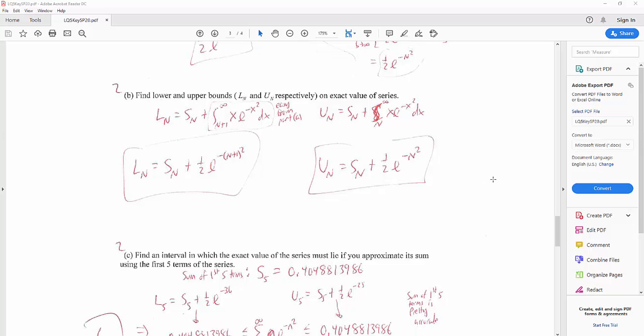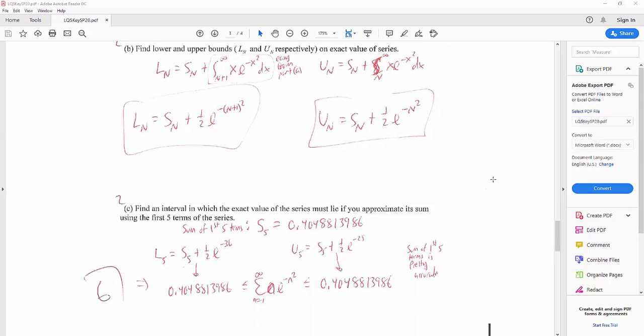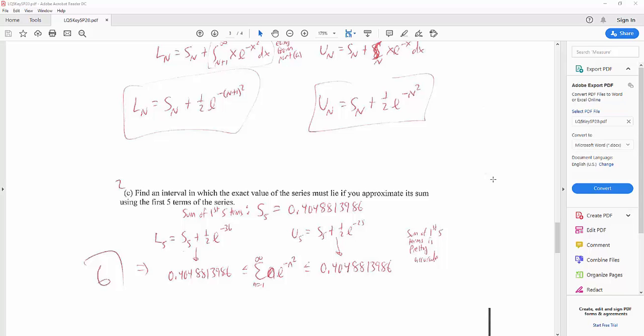So those are the lower bounds and upper bounds respectively, what L sub n and U sub n is. So we're going to find in part C an interval in which the exact value of the series must lie if you approximate its sum using the first 5 terms. Well, the first thing I do is I add up the first 5 terms, and I get the sum of the first 5 terms, that's S sub 5, to be 0.4048813986. So the lower bound, L sub 5, is S sub 5 plus 1/2 e to the negative 36. And the upper bound, U sub 5, is S sub 5, the sum of the first 5 terms, plus 1/2 e to the negative 25th.